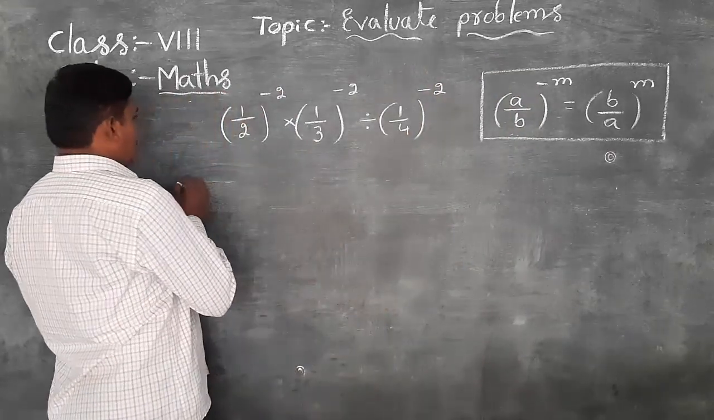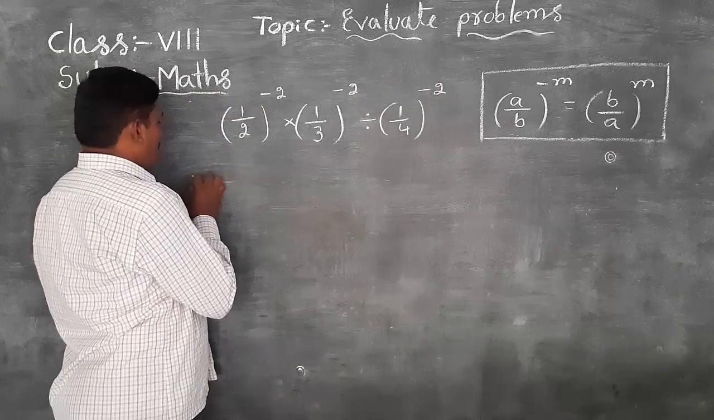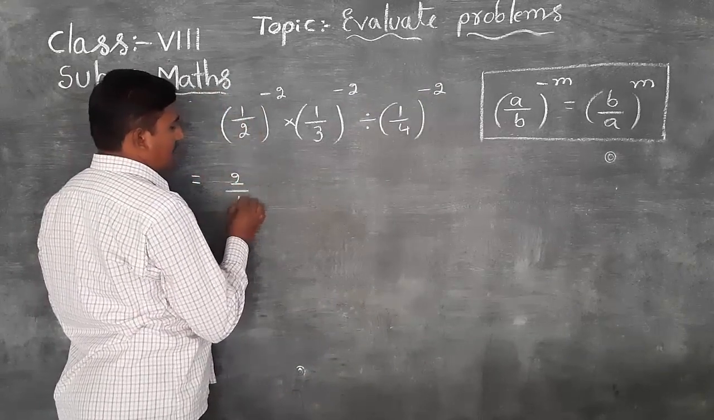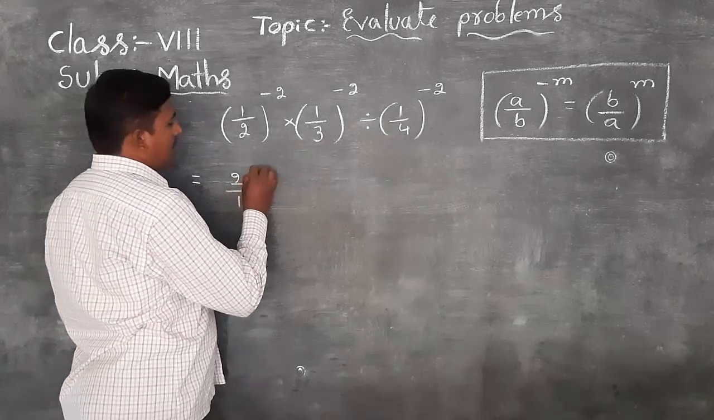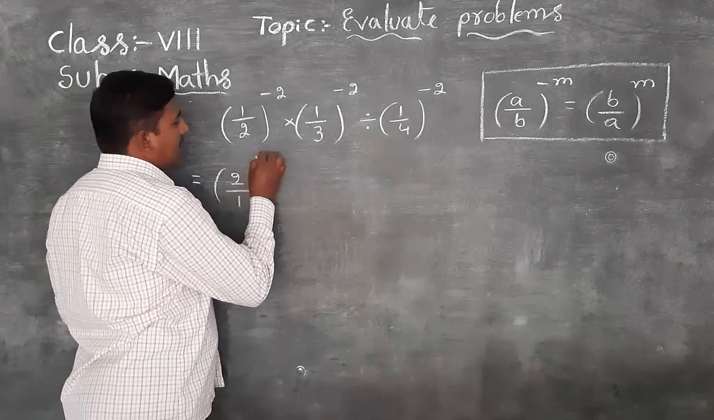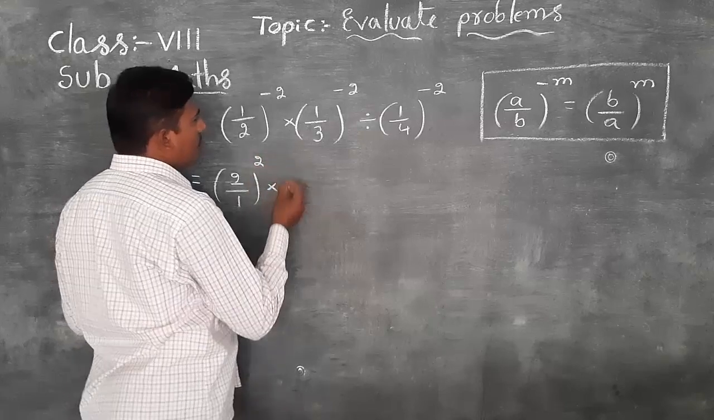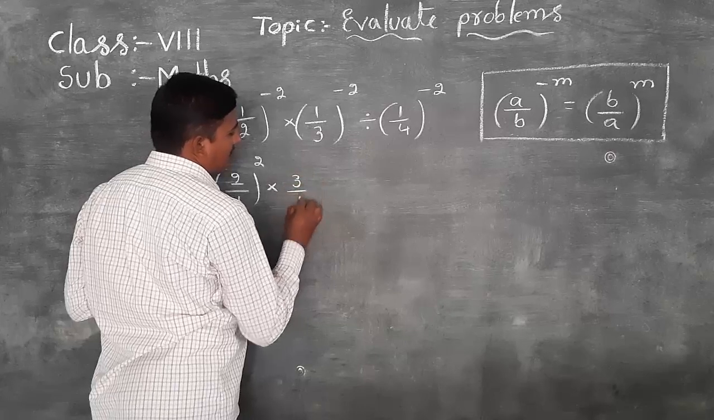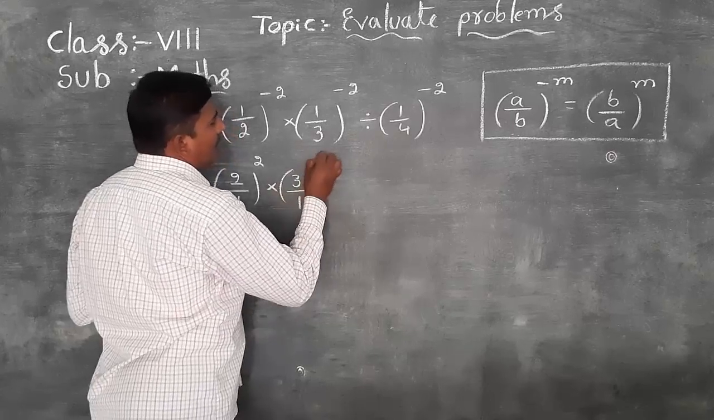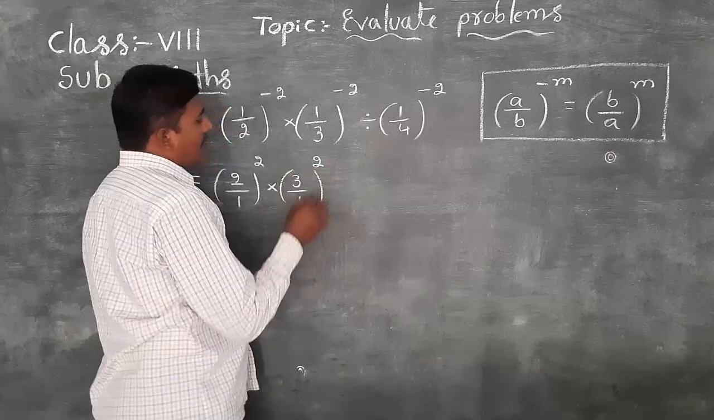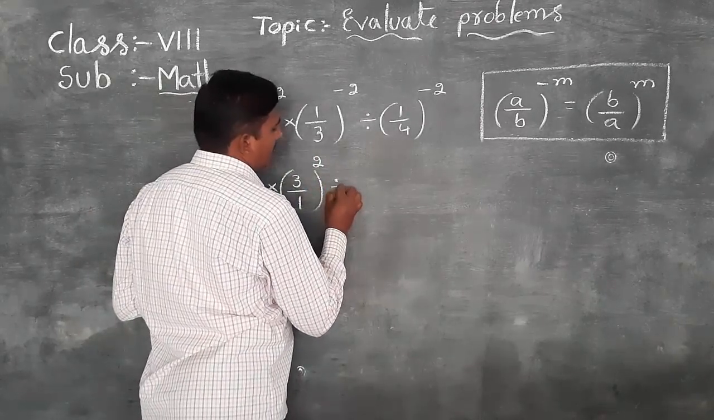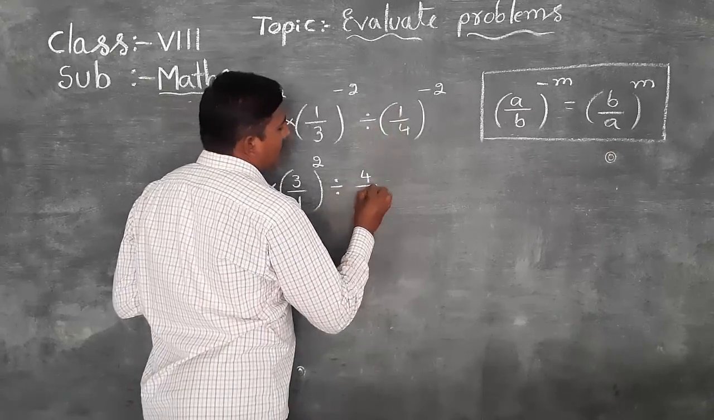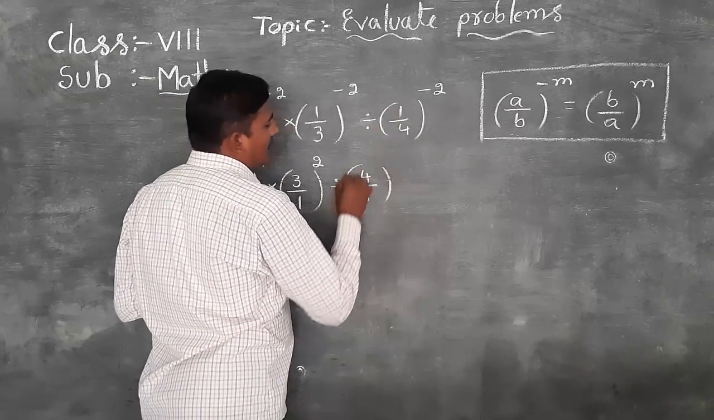Now see, it is equal to 1 by 2 reciprocal, 2 by 1. 2 by 1 is nothing but 2 only, whole square, into 1 by 3 reciprocal, 3 by 1, power 2, divided by 1 by 4 reciprocal, 4 by 1, whole square.